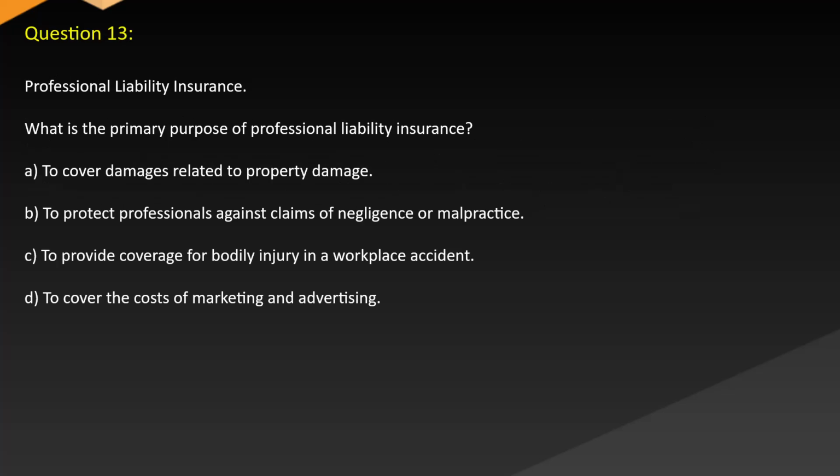Question 13. Professional liability insurance. What is the primary purpose of professional liability insurance? A. To cover damages related to property damage. B. To protect professionals against claims of negligence or malpractice. C. To provide coverage for bodily injury in a workplace accident. D. To cover the costs of marketing and advertising.